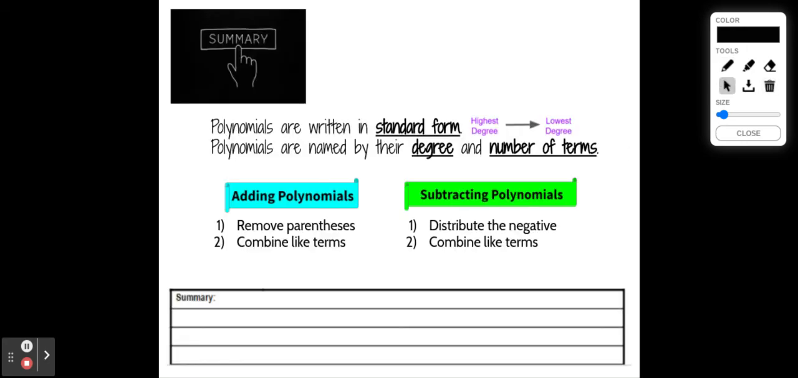Okay, so in summary, if you take a look at your notes there, you can go ahead and fill in the summary. Polynomials are always written in standard form, so highest degree down to the lowest degree. Polynomials are named with 2 names, the degree and the number of terms. And then I've got the steps here for adding polynomials. Remember how we want to remove the parentheses and then combine like terms. So just kind of checking off those and being sure you have those written down. And then subtracting polynomials, we want to be sure we distribute the negative and then we want to combine like terms.